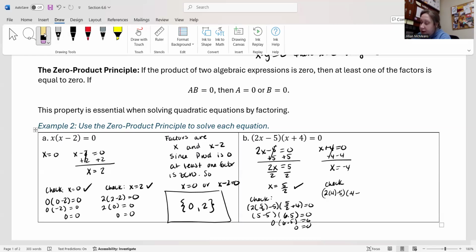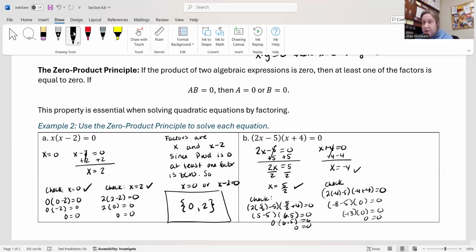Hold on, let me rewrite that. I put a positive, not a negative. So x is negative 4. So we want to take 2 times negative 4 minus 5, times negative 4 plus 4. And hopefully that equals 0. If so, if we get that negative 4 satisfies the equation, it's also a solution. So let's see. 2 times negative 4 is negative 8 minus 5. Negative 4 plus 4 is just 0. Negative 8 minus 5 is negative 13. Negative 13 times 0 is 0. So this one also checks out.